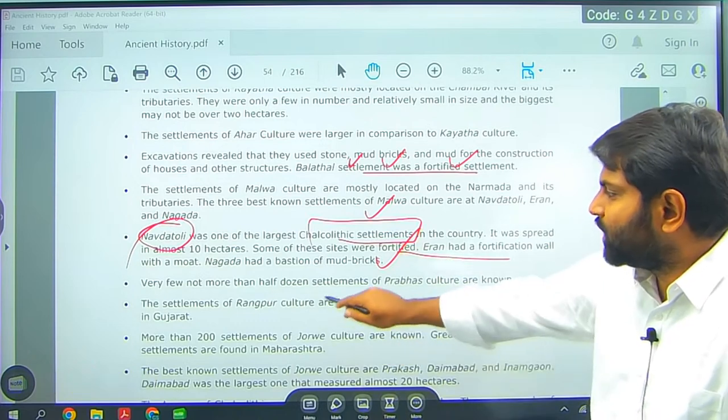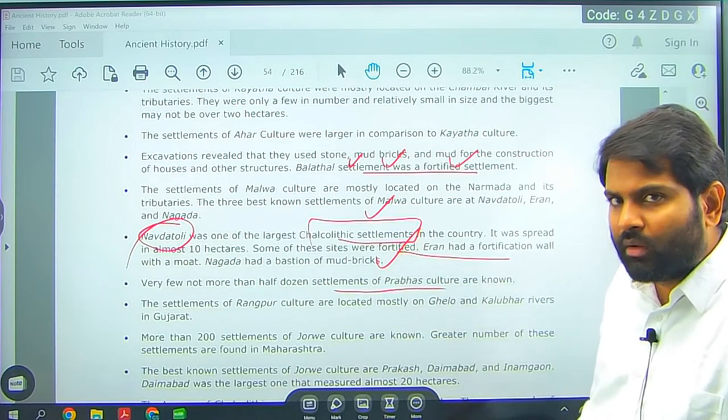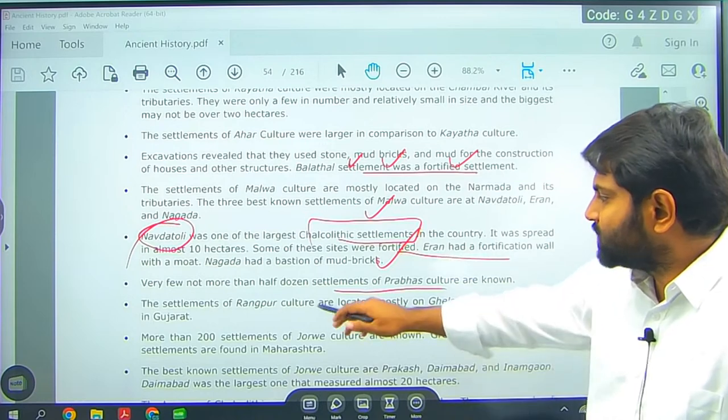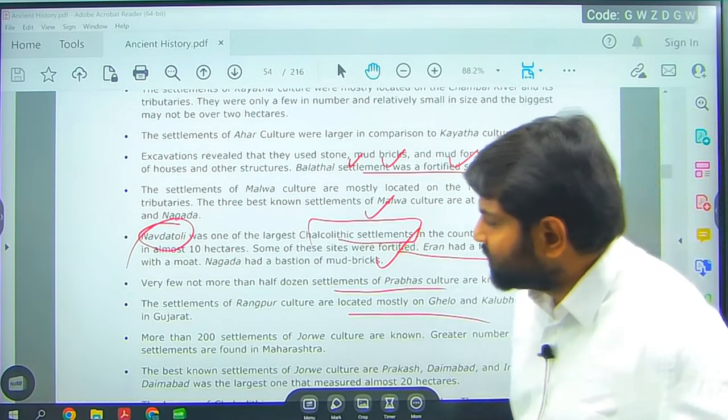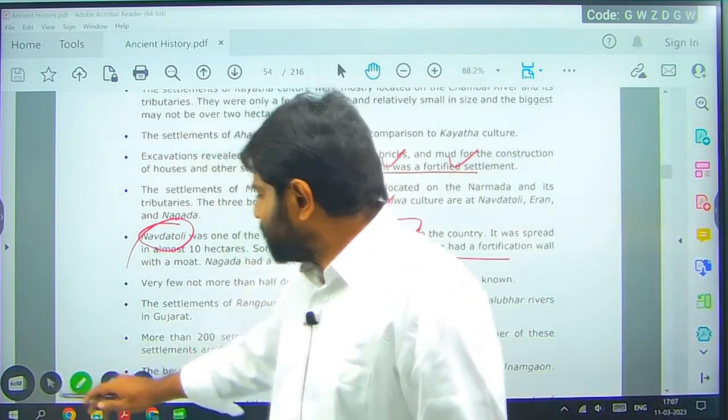Very few, not more than half a dozen, settlements of Prabhas culture are known. Prabhas and Rangpur cultures, if you can see, Gilund, Kolubar, are in Gujarat. These are from the river sides.